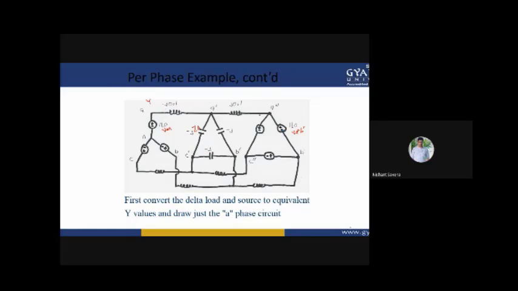Now this is the transmission line impedance, the first transmission line impedance, for phase A, for phase B, and for phase C. Another transmission line is also connected for this generator, which has the same impedance of this much. Okay, so first, how to solve such types of problems. I told you the procedure says that first we have to convert the delta load and the source to equivalent star values and draw just a single phase circuit rather than drawing the complete three phase circuit. We can do the analysis just on the basis of single phase analysis.